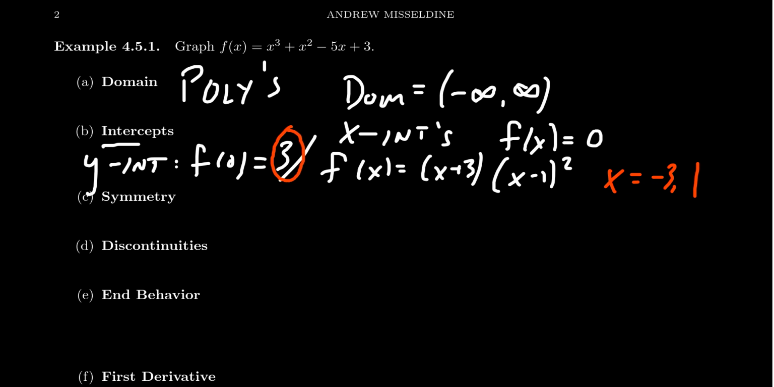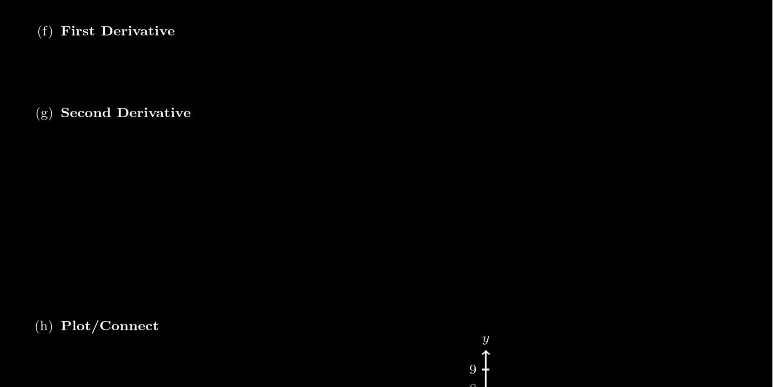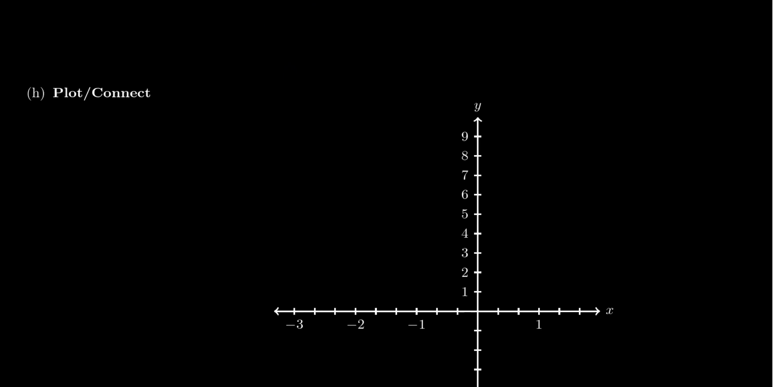Now, I'll be honest, when it comes to James Stewart's list right here, I go out of order all the time. And so, honestly, I like to plot things along the way. Don't necessarily wait until the end. So we know that there's x-intercepts at negative 3 and 1. So let's actually put those. I have some grid lines down here.